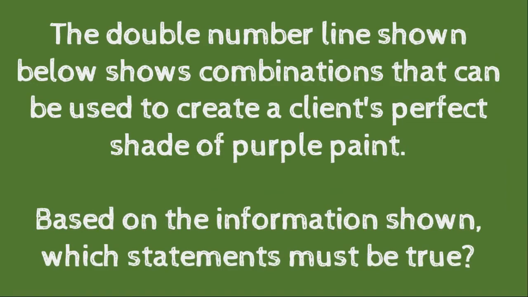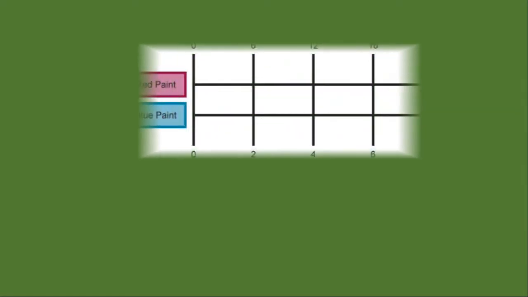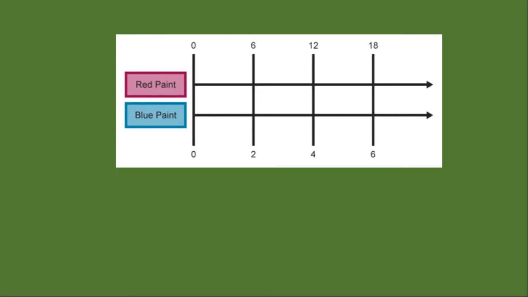The double number line shown below shows combinations that can be used to create a client's perfect shade of purple paint. Based on the information shown, which statements must be true? So we have our number line. The first thing we can do is easily, at the bottom, figure out that between 0 and 2 must be the number 1, between the number 2 and 4 must be the number 3, and between the number 4 and 6 must be the number 5.